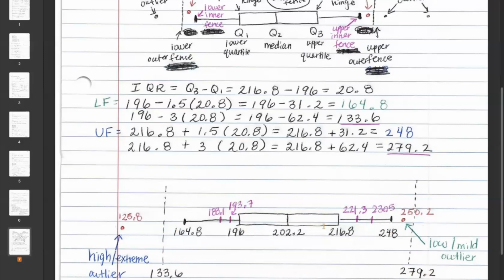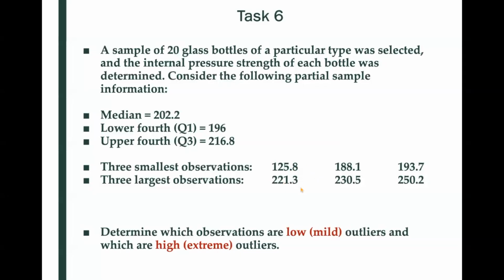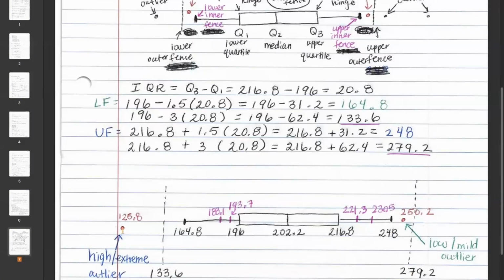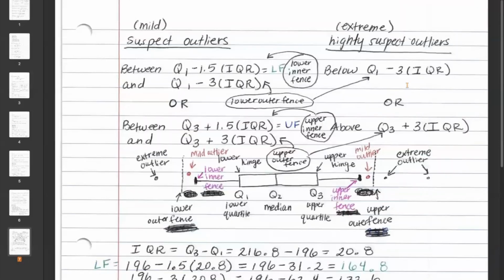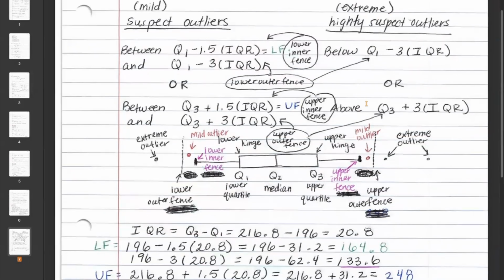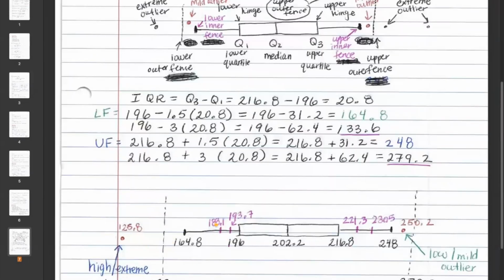So after I had a clear picture of what that looked like, I went back and looked at the different data points that we were given to determine whether they're outliers, and I plotted them. The first one is 125.8, which is going to be somewhere out here. That's totally outside the outer fence, below the lower outer fence. So that is an extreme outlier or highly suspect outlier. The next value we were given was 188.1. That falls between quartile 1 and quartile 2, so that's not an outlier at all.